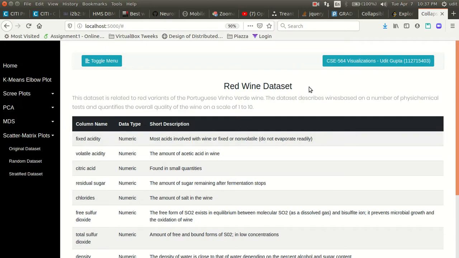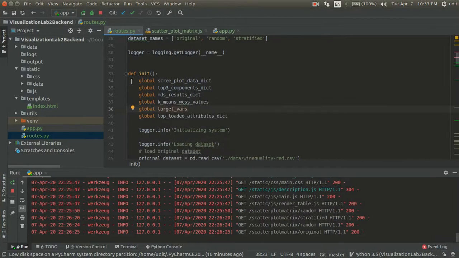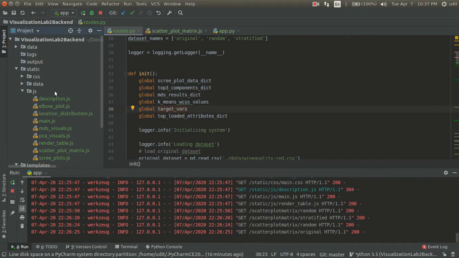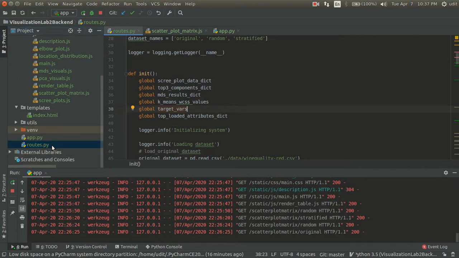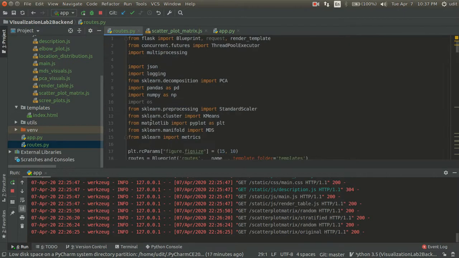So starting with the project, let's first explore the project structure. Here is the project structure for part 2. The project is divided into two major phases, the front end part and the back end part. The front end part consists of the JS files that are built on D3JS and other visualization libraries, and the backend part is built using Python, which uses all the data science libraries like sklearn, matplotlib for visualization, pandas, and numpy for data manipulation.